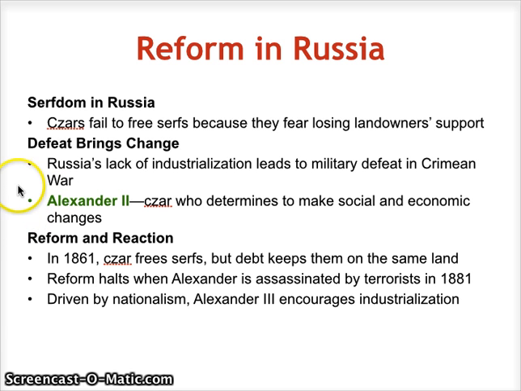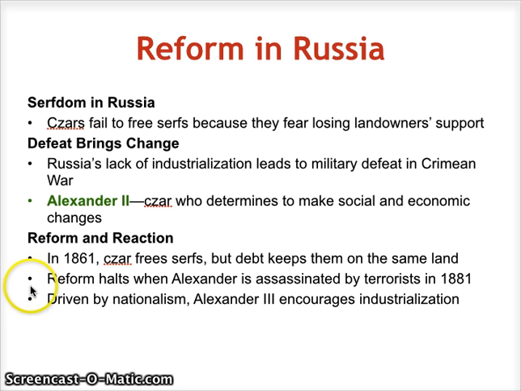Alexander II is one of the czars. He is determined to make some of these social and economic changes. And Alexander II believes that one way of making Russia come into the new age is to free these serfs. So in 1861, he frees all the serfs on the land. But debt keeps them on the same land. So even though he frees the serfs, it doesn't really change the serfs' way of life. And the reason is they owe money to their landowners.